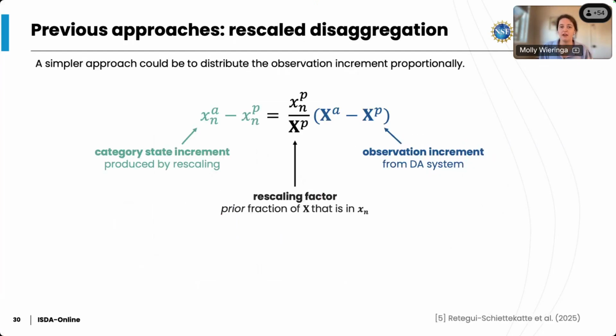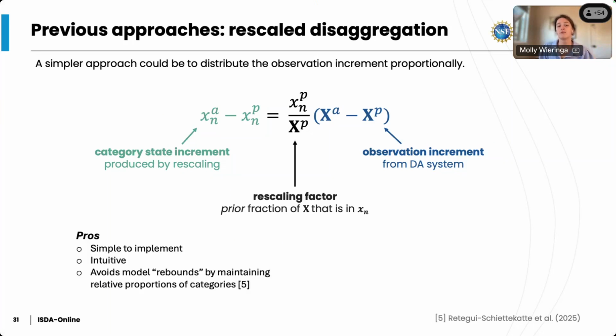Another approach that has been put out there is rescaled disaggregation, which is a much simpler approach, mainly because it avoids regression entirely, and simply divides the observation increment shown here in blue for something like sea ice concentration proportionally amongst the subcategories by scaling the increment according to the prior fraction of the total mass that belongs to each subcategory in the prior ensemble. The pros to this are that it's simple to implement and it's pretty intuitive.